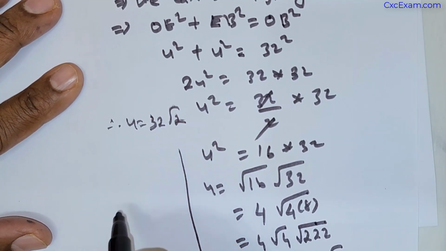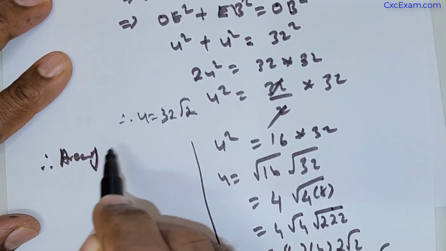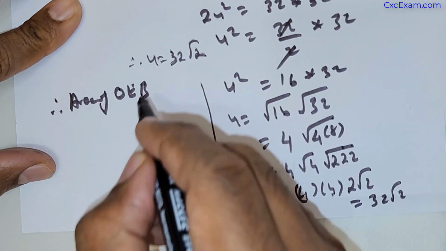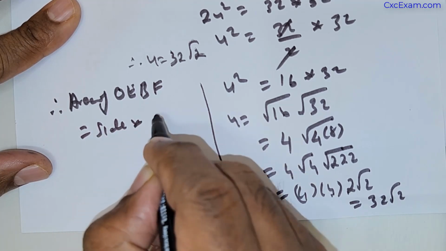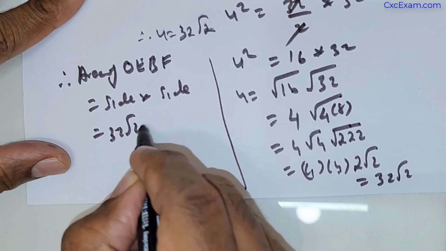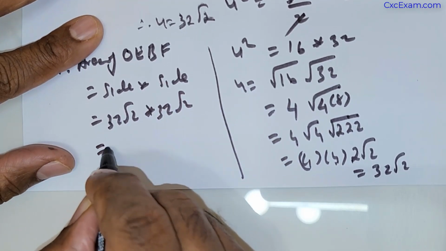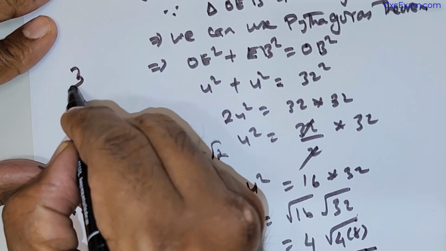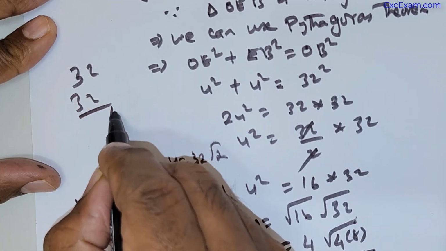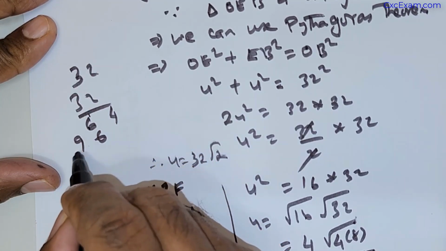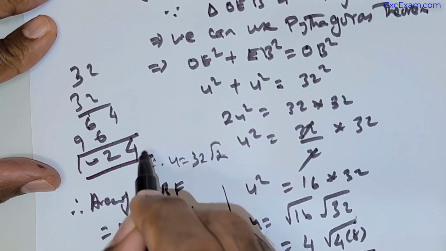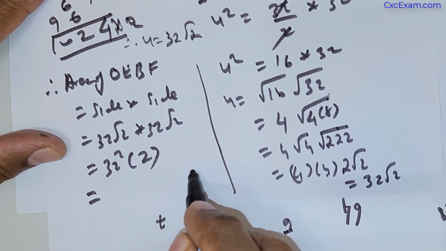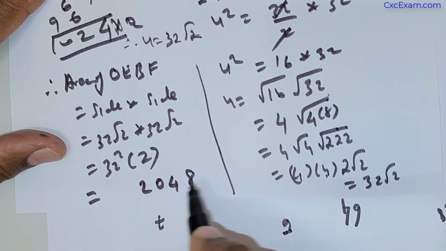This is side, right? So therefore area of OEBF, I'll take it as some F, is side multiplied with side. So it's going to be 32 times root 2 multiplied with 32 times root 2. This is going to be 32 squared. Root 2 into root 2 will give me 2. Now 32 squared is what? 32 times 32. 2 2s are 4, 3 times 2 is 6, 3 times 2 is 6, 3 3s are 9, 4, 12 and 1024. And this has to be multiplied with 2. So that is going to give me 2048 square units.